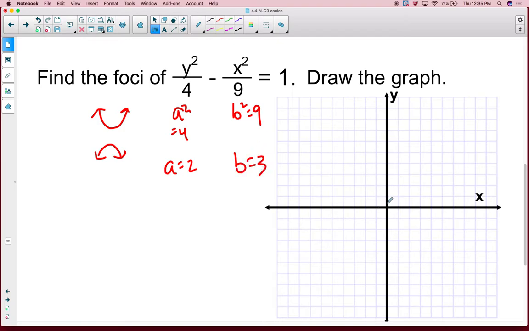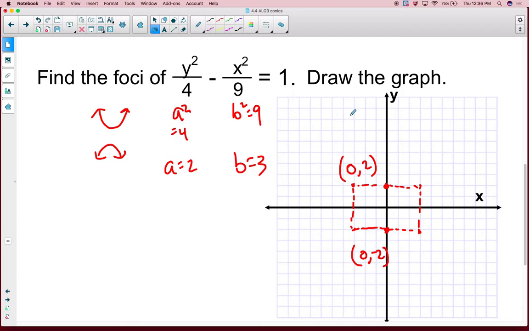Okay, so we're going to go up 2 in the y direction and down 2 in the y direction. These are going to be your vertices. So I have (0, 2), and I have (0, negative 2). Then I'm going to go 3 units to the left and 3 units to the right, 1, 2, 3 for both of them. And those are going to be my corners of the central rectangle. So I'm going to just draw in my central rectangle here. Here it is. And this is going to help me with finding my asymptotes.